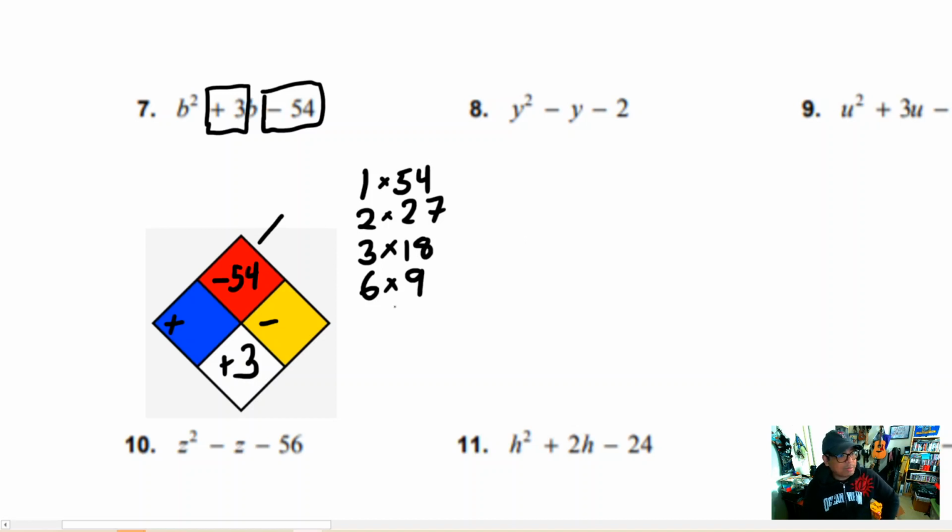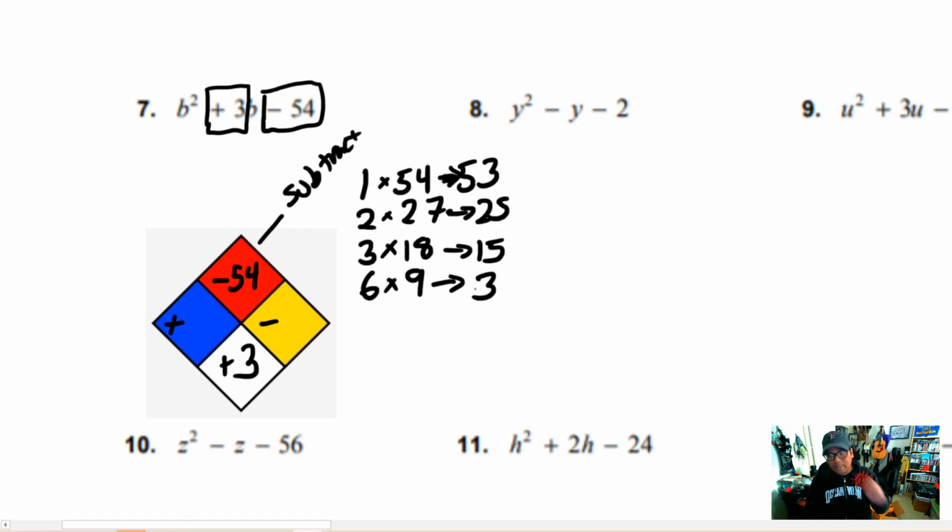So, one of these numbers is going to be positive, one of these numbers is going to be negative, and I need to get to 3. So let's see. 1 and 54, if I subtract them, okay, this is a subtract type problem, I get 53, and that doesn't work. 2 and 27, that gives me 25. That's not going to work. 3 and 18, if I subtract, I'm going to get 15. That's not going to work. And 6 and 9, if I subtract, oh, look, that works. That gives me a 3. It just happened to be the very last one.